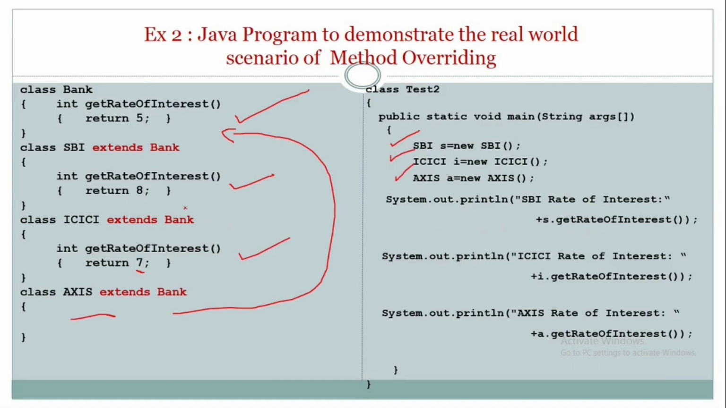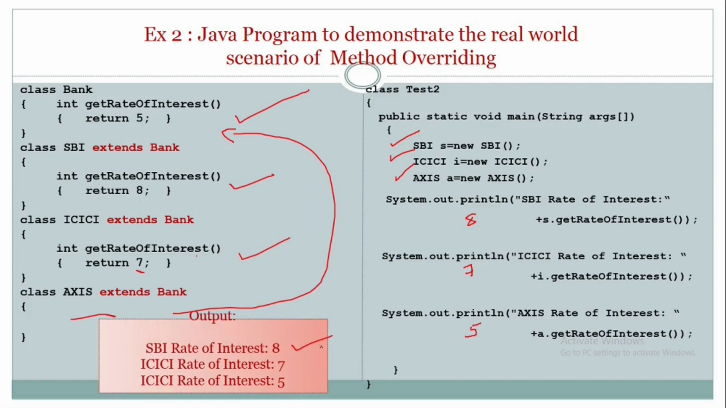So SBI will return a value 8. As you can see, the method overrides the base class method, and even the ICICI method getRateOfInterest will override the base class method, and the value printed is 7. Axis Bank will inherit the features of the base class, which means the rate of interest here will be 5. As you can see, SBI's rate of interest is 8, then 7, and this is Axis's rate of interest. This should be Axis Bank.